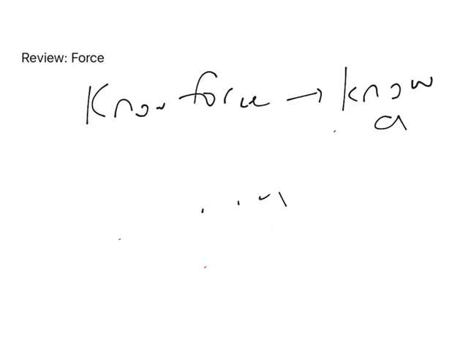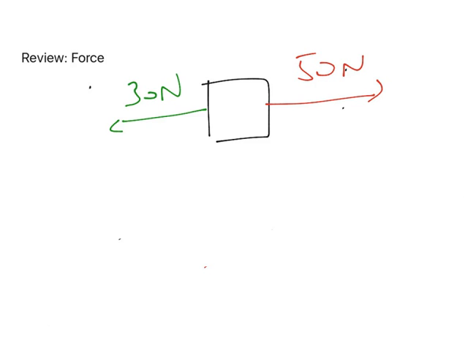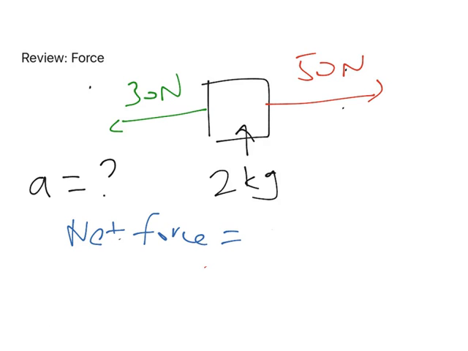So for example, let's say that I have an object. We have two forces here, 50 newtons and 30 newtons, and the object we know is 2 kilograms. If we know the acceleration, we know how it's going to move. So the net force for this problem is going to be 50 minus 30, which is 20 newtons, and it's to the right, because this is the larger one. So that's the net force.